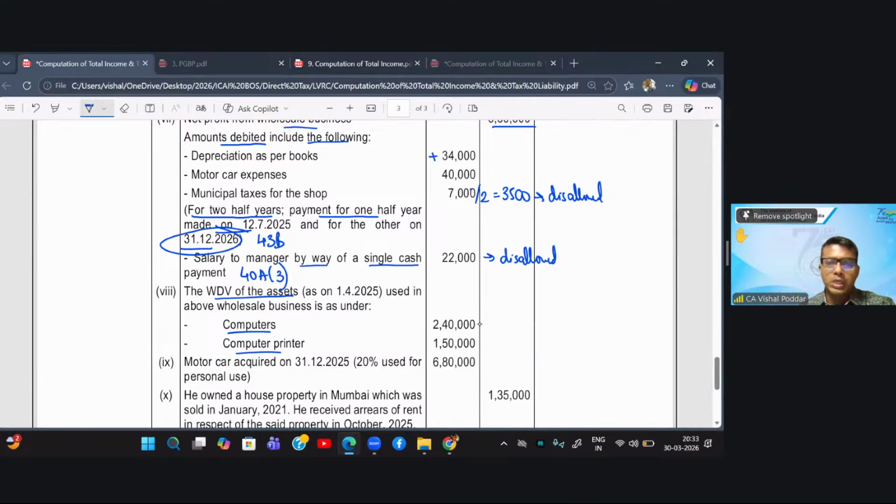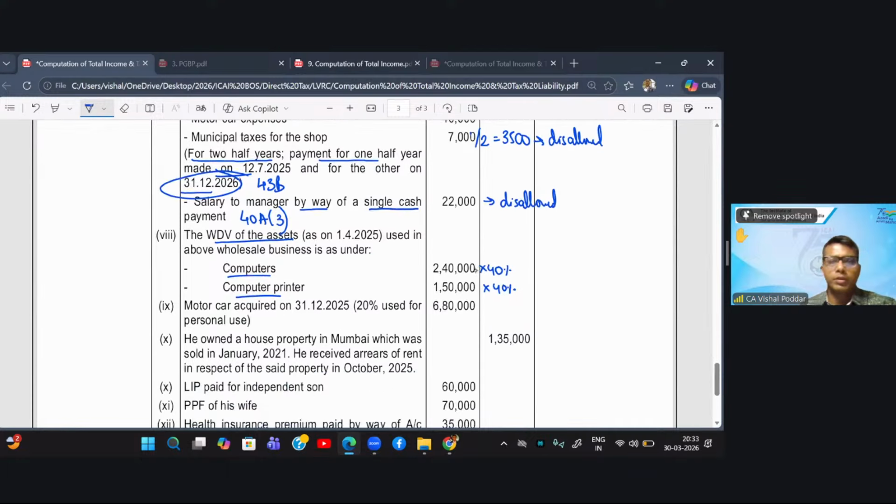So the depreciation rates will be this. For motor car, the depreciation rate is 20%, but 20% is personal use. So whatever is depreciation, we will take only 80% of it. Why? Because 20% is personal use. Now this car is acquired on 31/12. It means you will get only half of this rate as depreciation. So you will take half of the depreciation rate and then you'll make it 80%. Why 80%? Because 20% is for personal use.